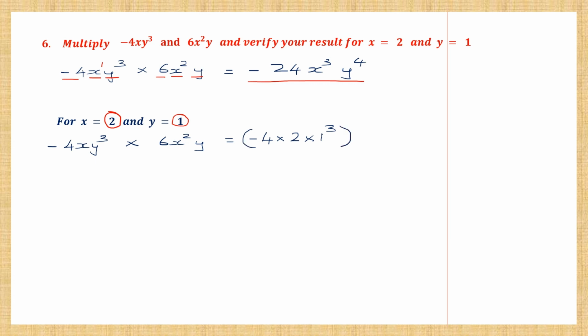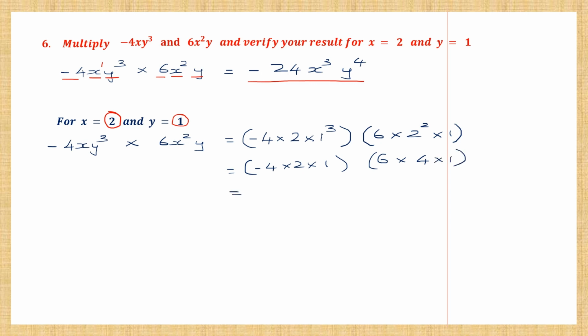Now let's look at the next term, that is this into 6x square y. So let's do that. So this will be into 6 into x square, and x is 2, 2 square into y, and y is 1. So now let's work this out and see what we get. So this will be minus 4 into 2 into 1 cubed is 1 into 1 into 1, which is still 1, into 6 into 2 2's are 4 into 1.